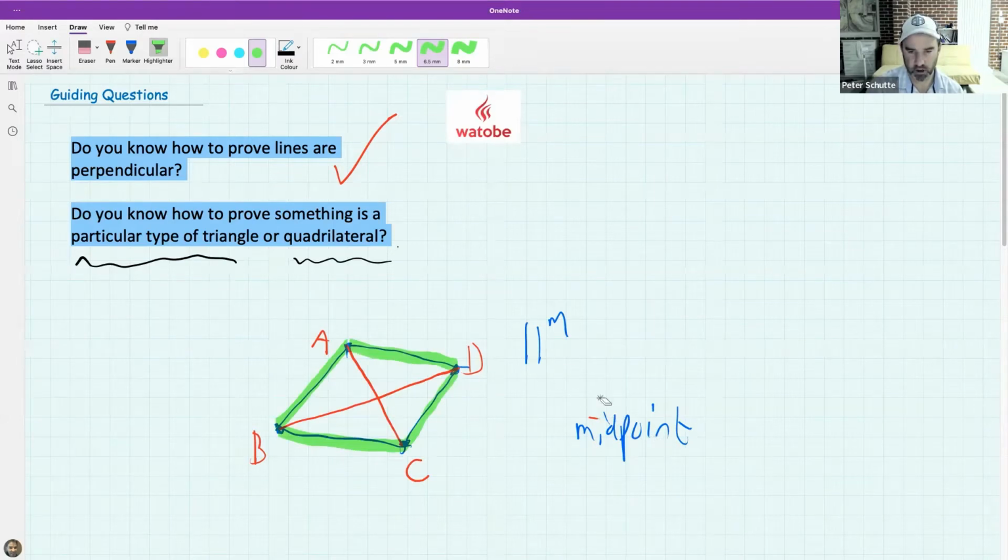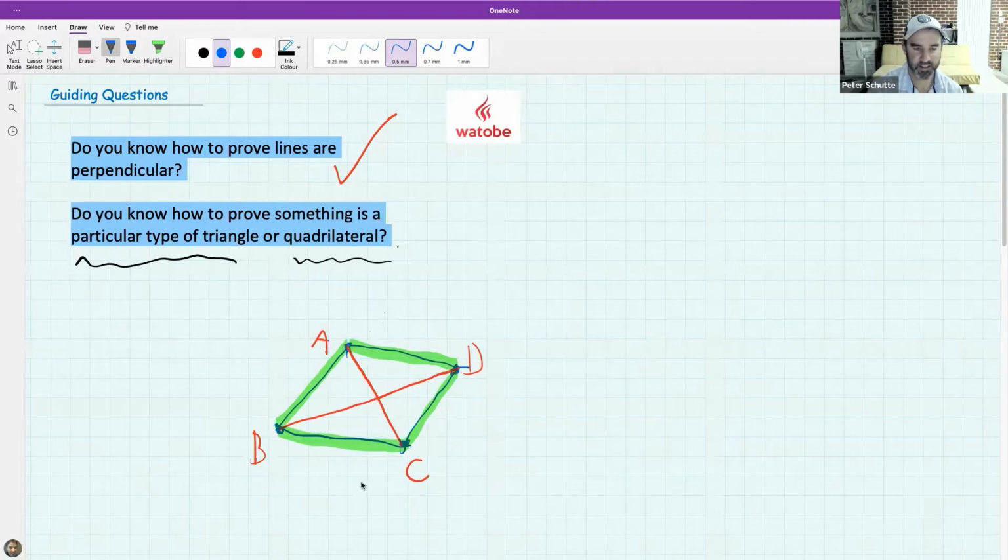Okay, so the obvious way that I was thinking of was if you work out the gradient over here and the gradient over here, and you show the gradients are the same, then you know they're parallel. And you know that for a parallelogram, you would just have to do that twice. So that's one way of proving a parallelogram. The other way, though, and this is what I'm going to show you today, is that if you can show they're in half, you can also show something as a parallelogram by using the midpoints.